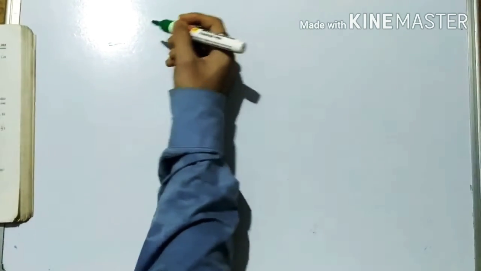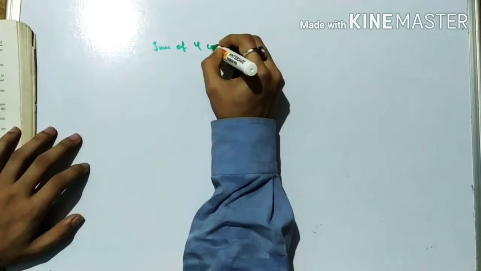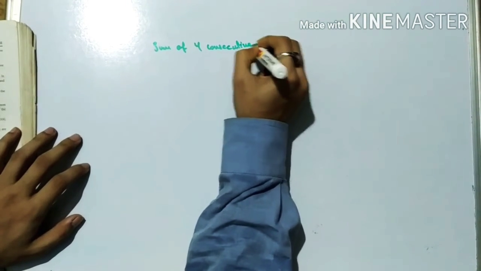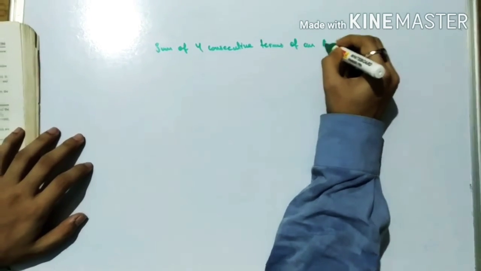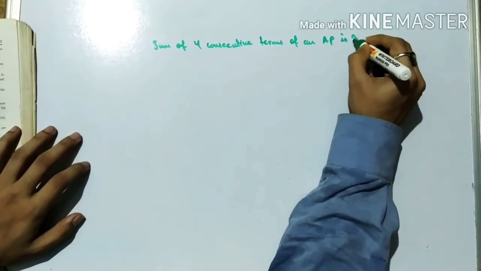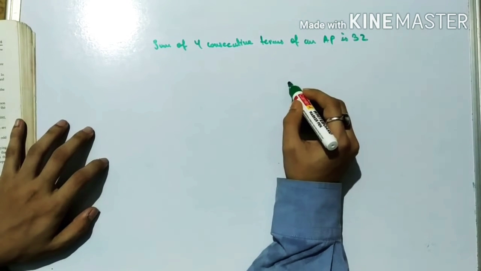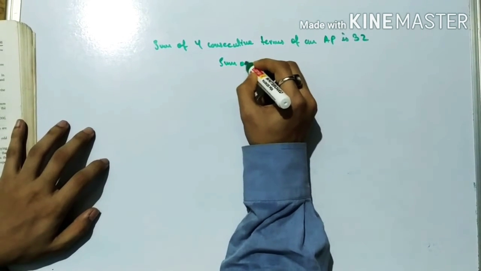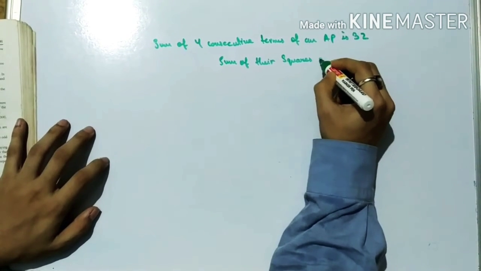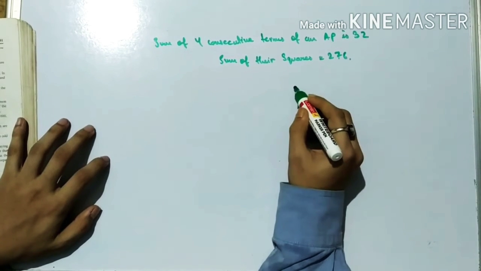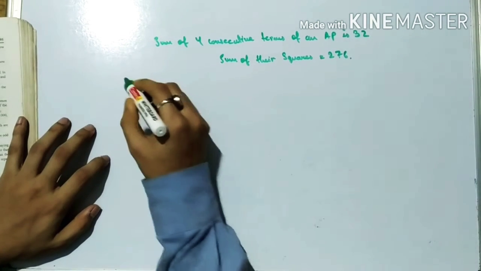Question number 17: the sum of four consecutive terms of an AP is 32, given, and the sum of their squares is equal to 276, given. I have to find the terms.